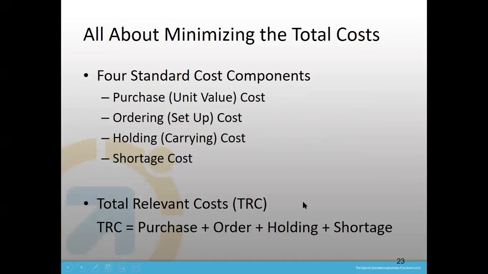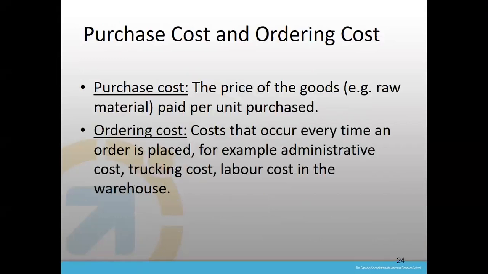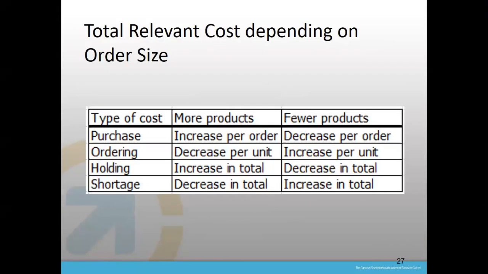Okay, here we have the total relevant cost. And the problem with the total relevant cost is when we order more, the purchase costs go up. When we order more, the ordering costs per unit go down. When we order more, the holding costs in total go up. When we order more, the shortage costs go down. So how much should we have in stock?